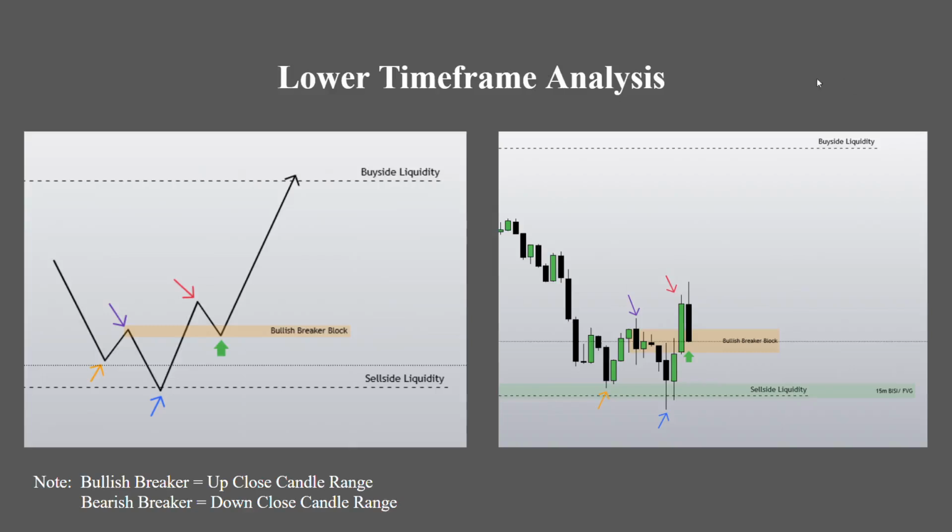As you can see here, the purple arrow, this swing high, before we made a lower low, the initial swing high, we found the highest up close candle, went from the top to the bottom and formed that breaker block. That is your entry.